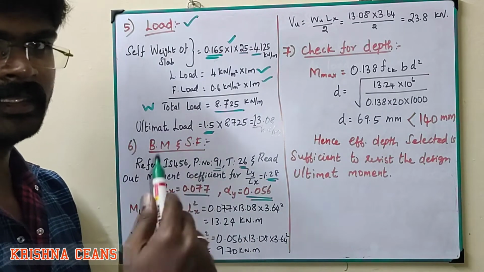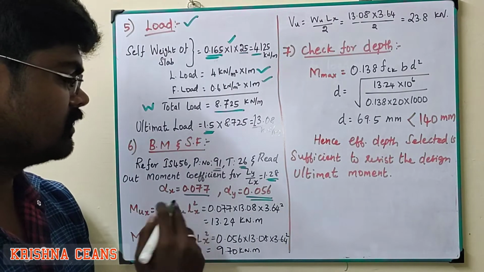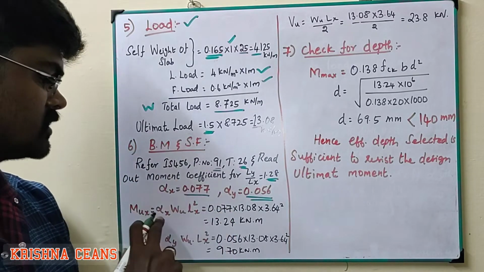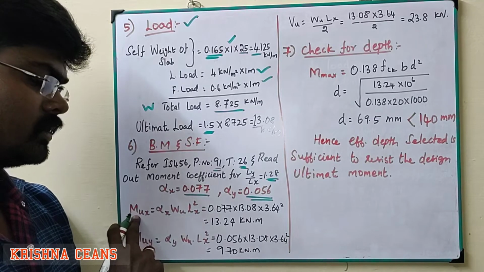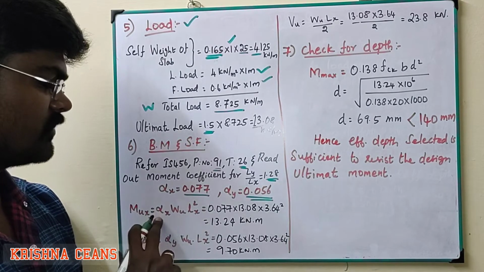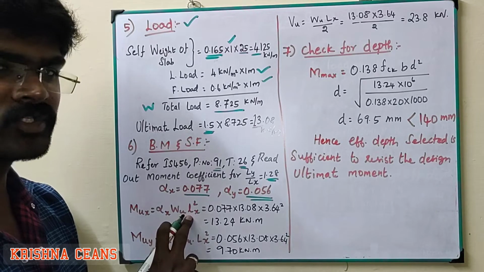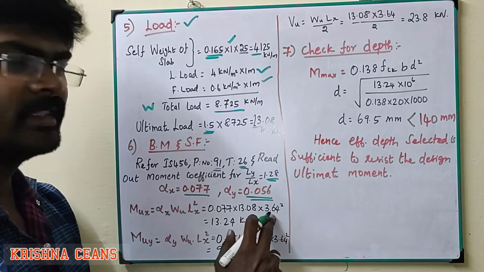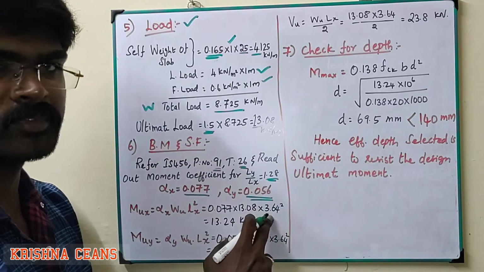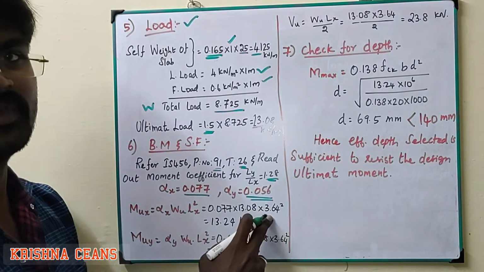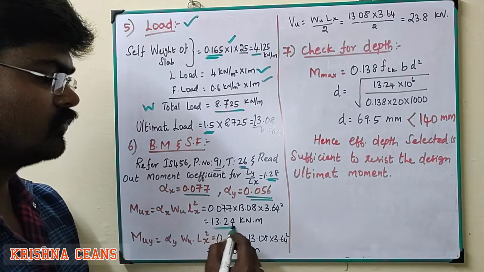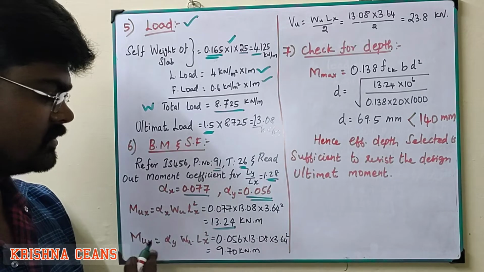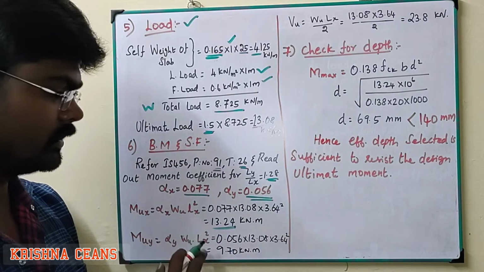So from IS 456 we got the values of alpha x and alpha y. Now the moment formula: moment about the x axis is alpha x into Wu into Lx square. So 0.077 into our ultimate load 13.08, then we substitute the effective span 3.64 square. So 13.24 kilonewton meter.